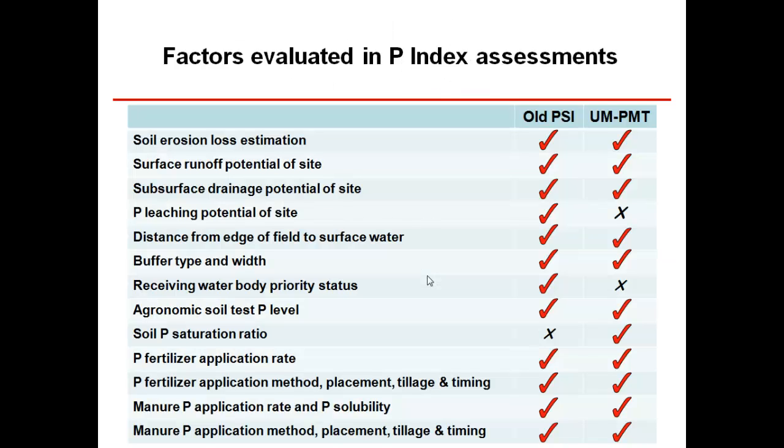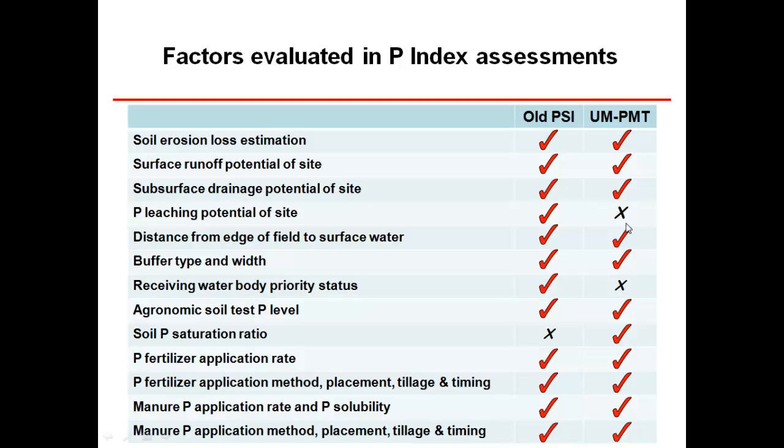So these are all the factors that go into the P-index. And the difference between the old P-index and the phosphorus management tool, you can look at these two columns. The old P-index did not have soil phosphorus saturation ratio. We'll get into that. The new one does. So we added one thing, soil phosphorus saturation, and we deleted two things. The water body priority status, because all water bodies have been determined to be high priority, relative to phosphorus loss, and so it's just an extra step that wasn't necessary.